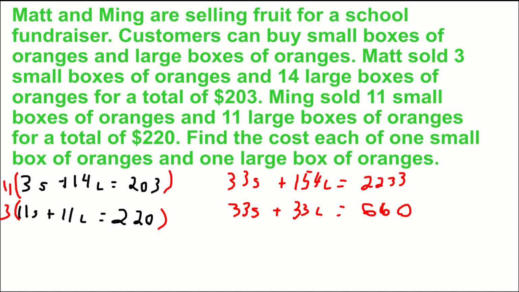All right, so now the signs are the same, so we're going to subtract our two equations. So the 33S minus 33S cancels out. That's what we need each time. We need one of them to cancel out. The 154L minus 33L gives us 121L. The 2,233 minus 660 gives 1,573. We divide. 1,573 divided by 121 is 13.